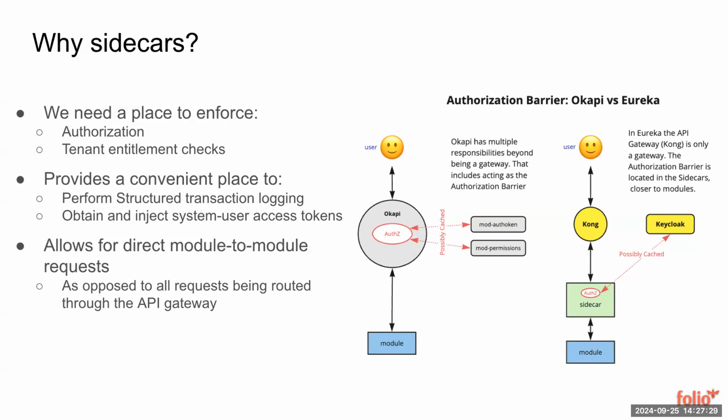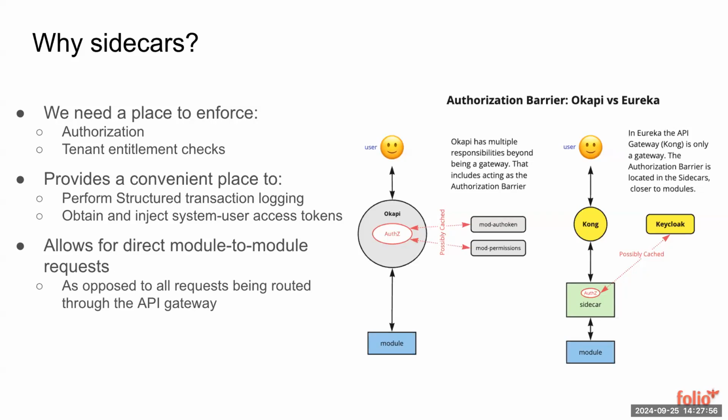It also serves as a convenient place to do things like structured transaction log, something that doesn't really come out of the box with Folio today. I mean, it's possible with things like Nginx and whatever else, but having structured transaction logging can be really helpful. Also, it gives us a place where we can obtain and inject system user credentials or access tokens, rather. And we'll drill into each of these things in a little bit here.